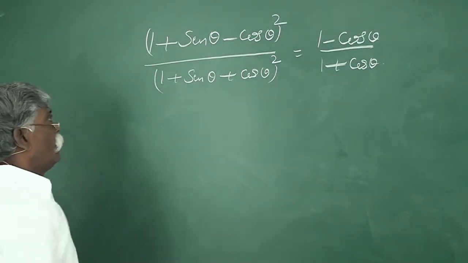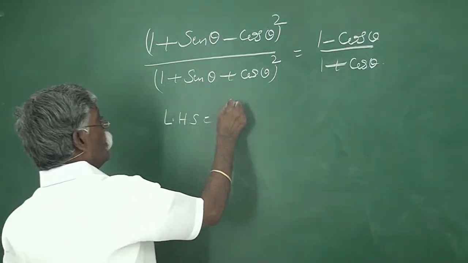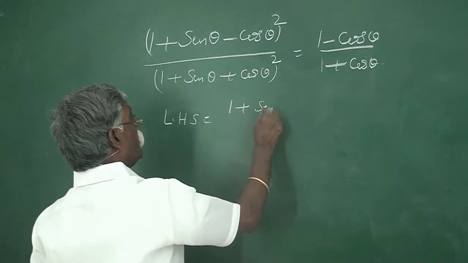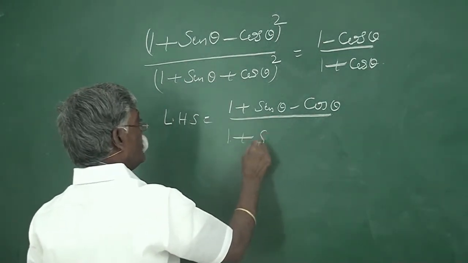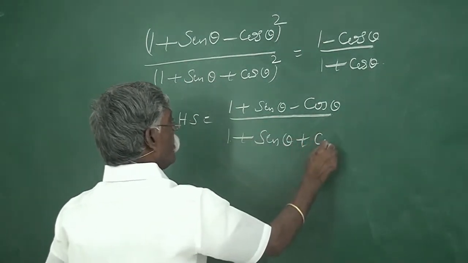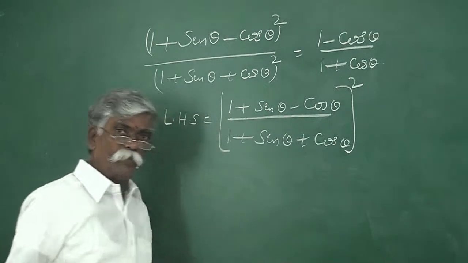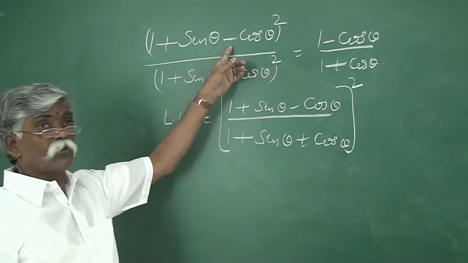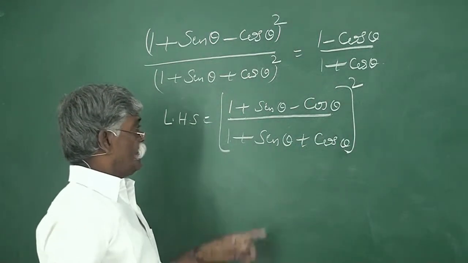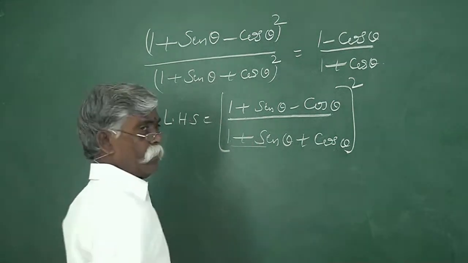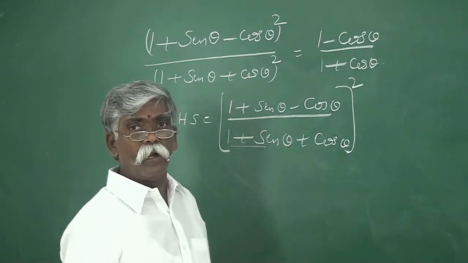Now, the left hand side is (1 plus sin theta minus cos theta) by (1 plus sin theta plus cos theta), whole square. Numerator is whole square, denominator is whole square, therefore the entire thing is whole square. Now, this is in the form a plus b. Let us multiply the numerator and denominator by a minus b.